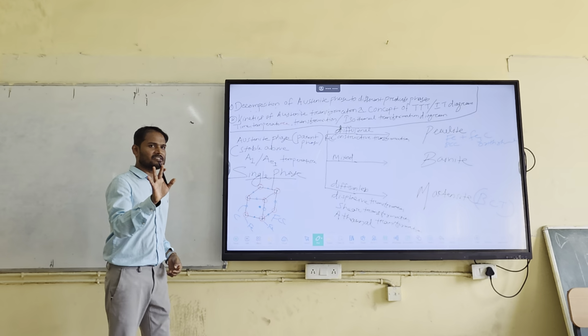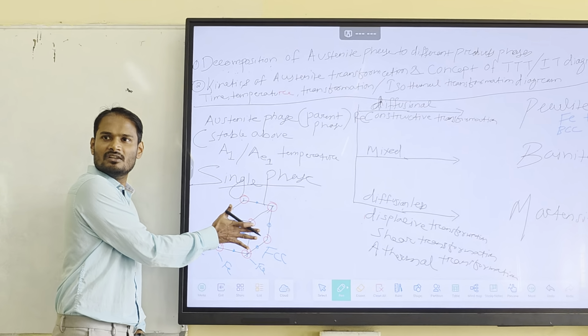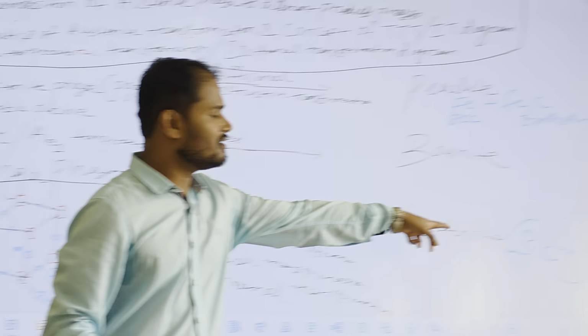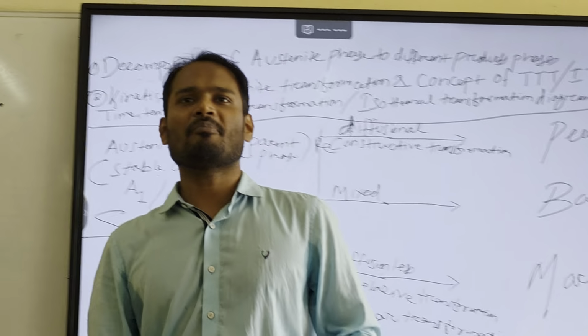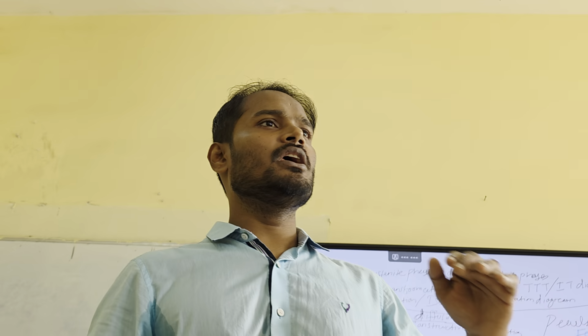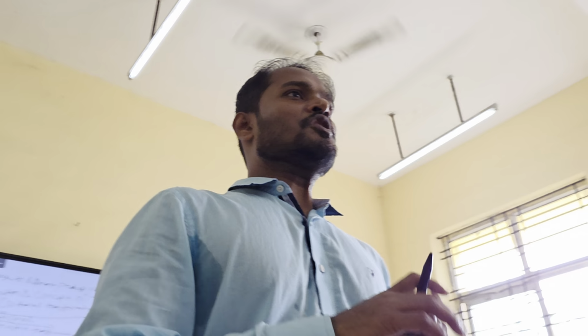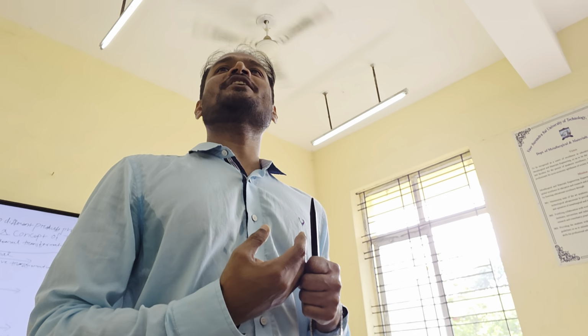Just imagine a situation. You have this one situation, but the same is becoming BCT. Why is this happening? Because you are cooling at a very fast rate. You are cooling the steel at a very fast rate. That means you are bringing the steel below A1 to a very low temperature, but suddenly, very quickly. So what does it mean? You don't have sufficient time for migration of iron atoms or carbon atoms, because they are not getting time.